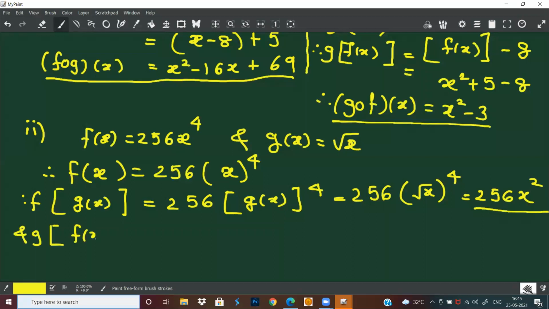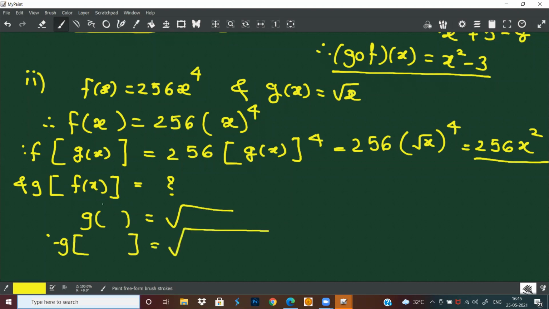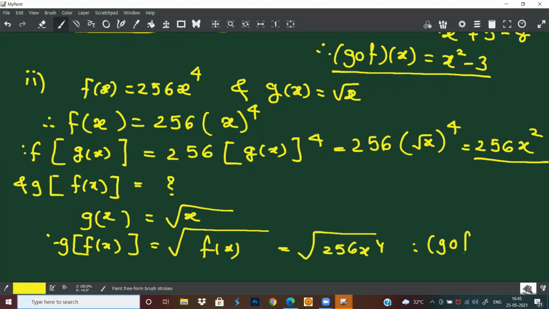g of f of x. So first you will copy. g of x is root of x. g of something is root of something. Where there is x, here there is x. Here if there is f of x, here also there is f of x. g of f of x is 16x square.